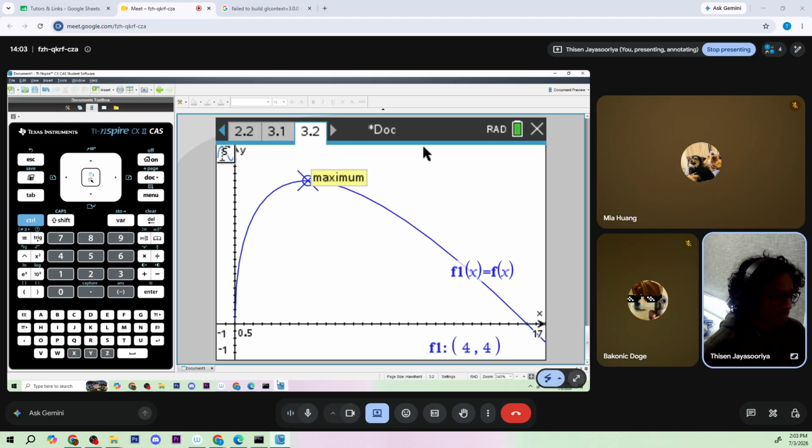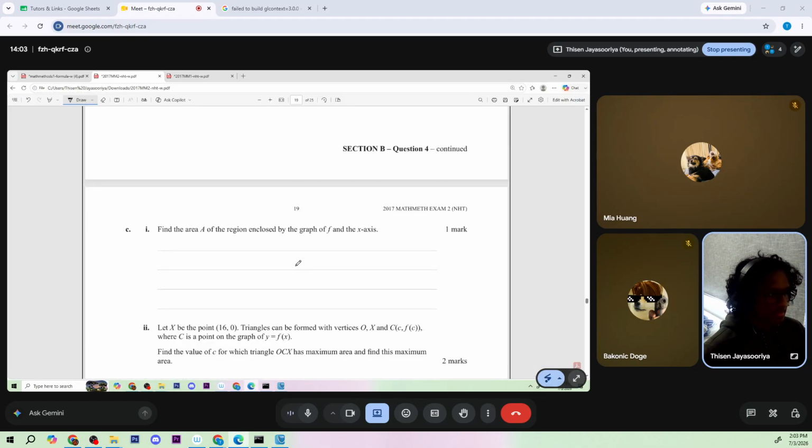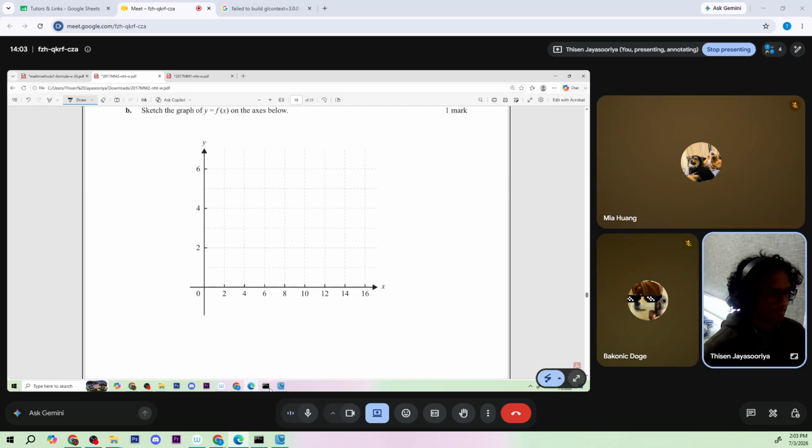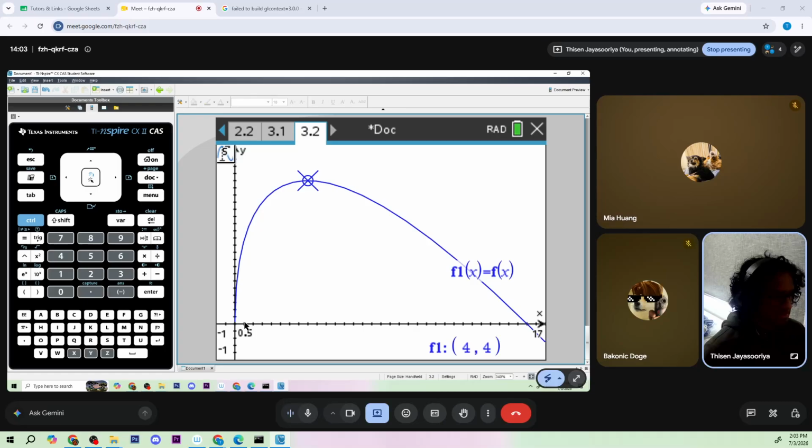So here, it wants me to sketch the graph. Now, I'm going to need it because it has an area calculation over here. But here, I can see that it intersects at 0, 0. And what is this other intersection point? Let me just drag it down, use my calculator. Here, it's bang on 16.